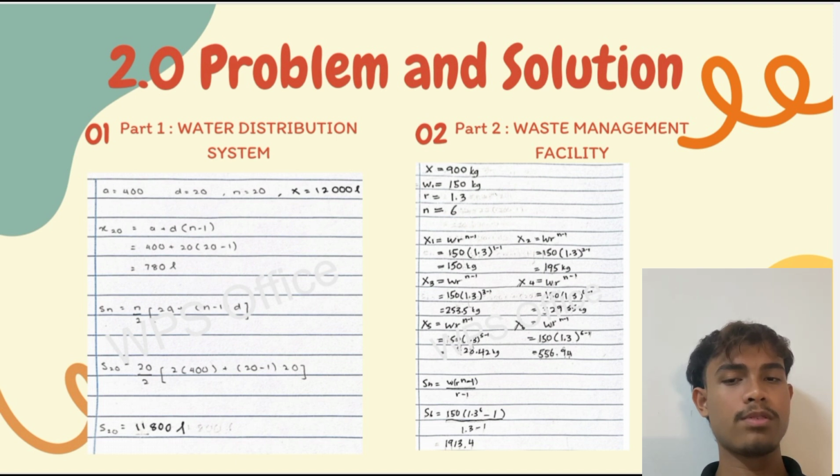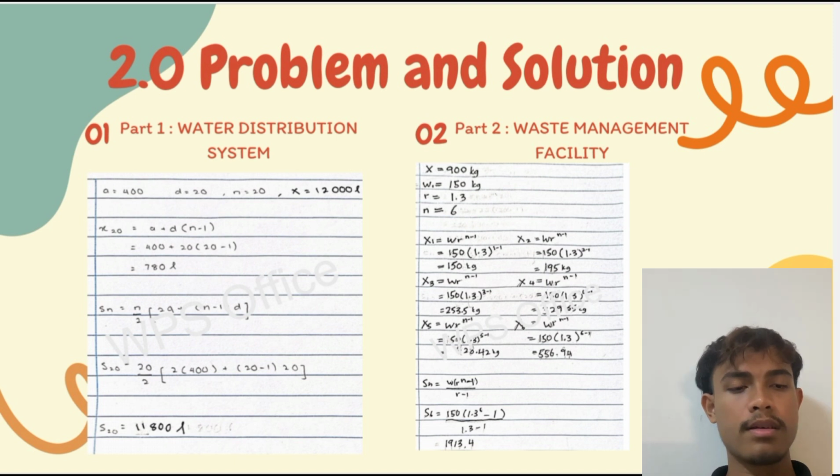Jawapan dia sama dengan 780 liter. Next kita gunakan formula Sn sama dengan n per 2 darab 2a tambah n tolak 1 darab d. And then kita masukkan nilai n sama dengan 20. So jadi S20 sama dengan 20 per 2 darab 2 darab 400 tambah 20 tolak 1 darab 20. So jawapan dia sama dengan S20 sama dengan 11,800 liter.